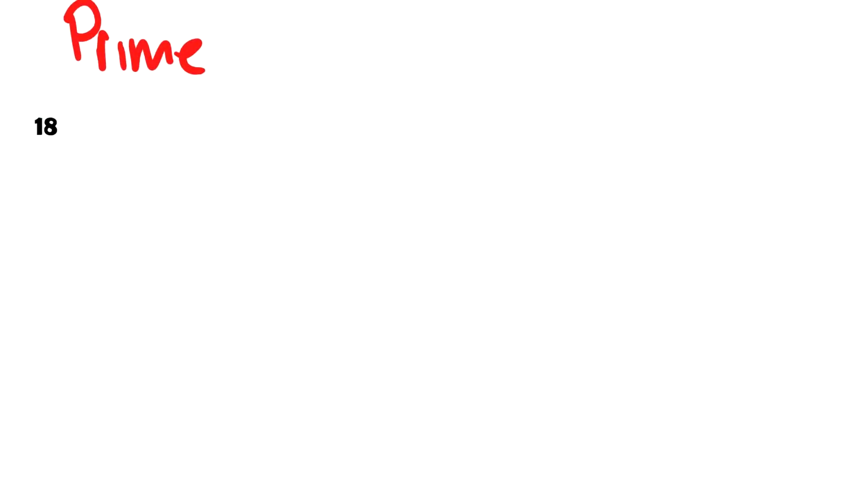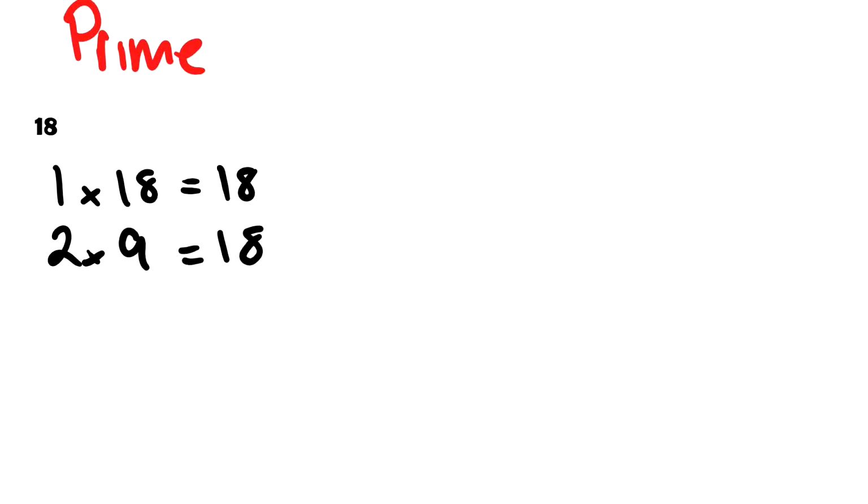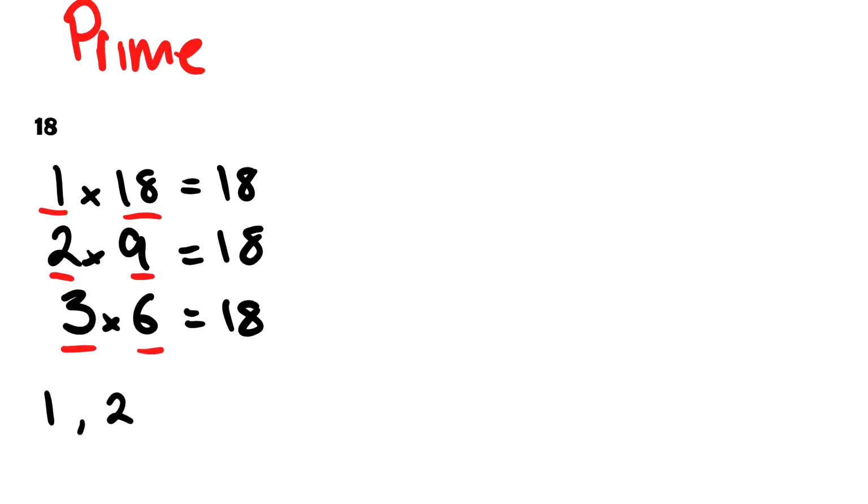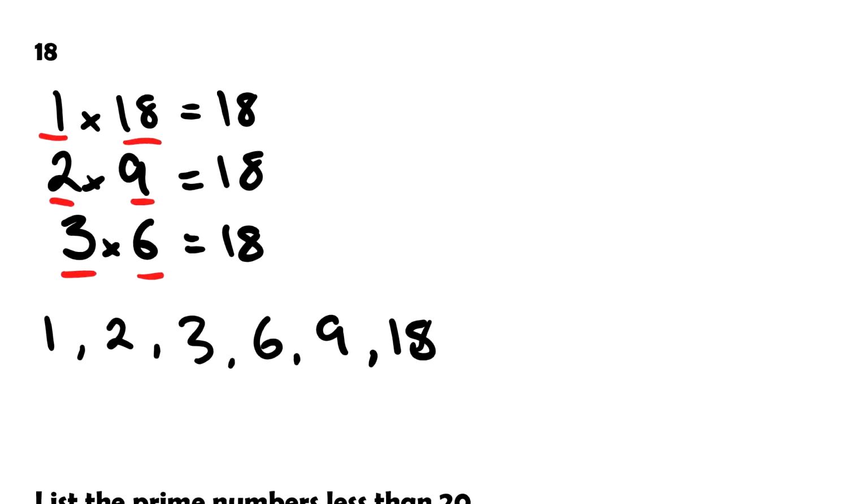Now we're looking at 18. We have 1 times 18 equals 18. We have 2 times 9 equals 18. We have 3 times 6 equals 18. These are the only numbers that multiply together to give 18. So our factors for 18 are 1, 2, 3, 6, 9, and 18. Now because we have multiple factors, this is a composite.